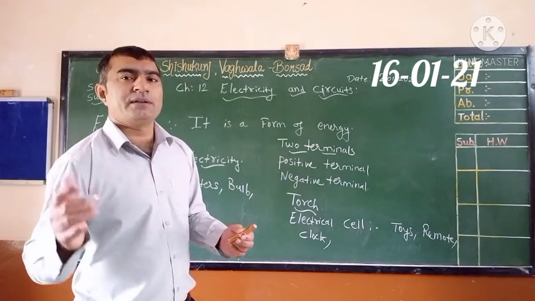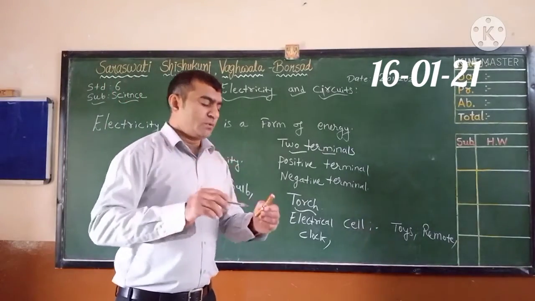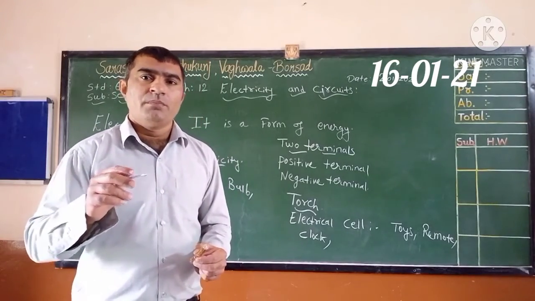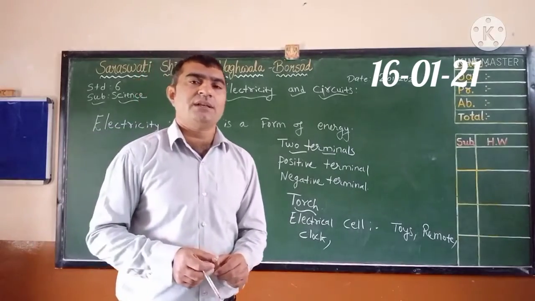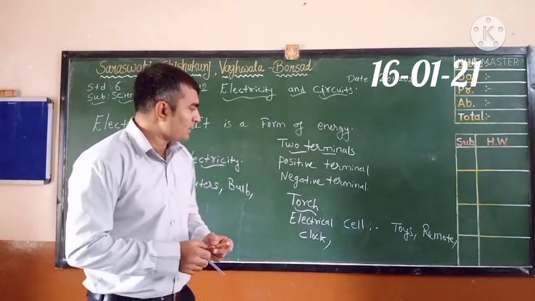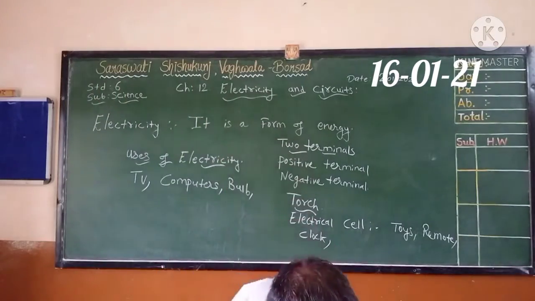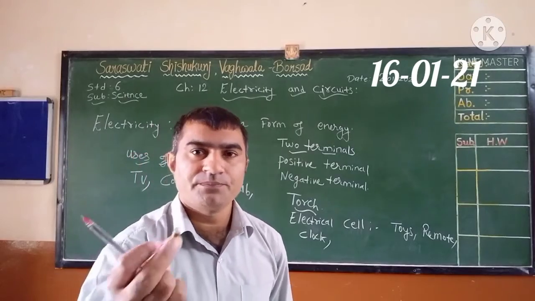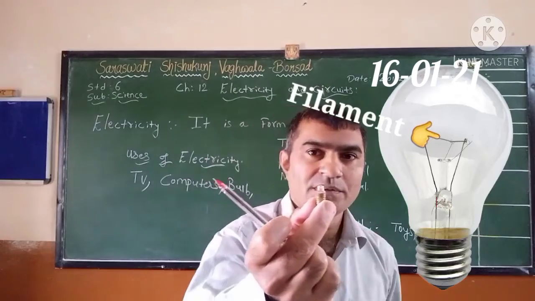You can see different kinds of batteries also, and in all cells and batteries, two terminals are there, positive and negative. See, on most of the batteries, the positive and negative signs are also mentioned over there, which makes it easier for us, right? And another component of the torch is the bulb. See, this is a small bulb, right?